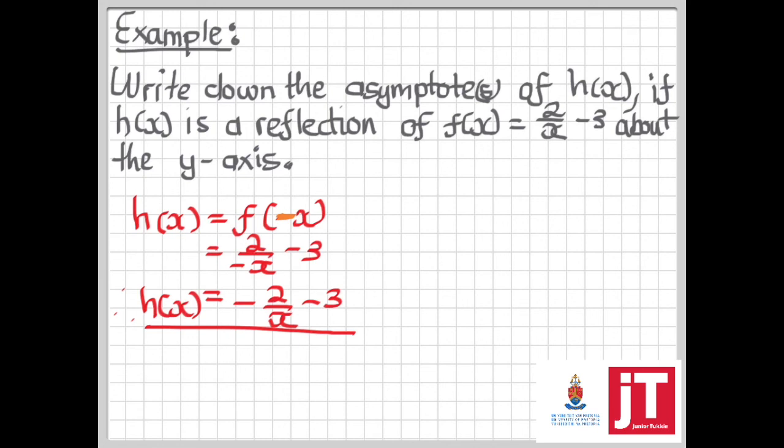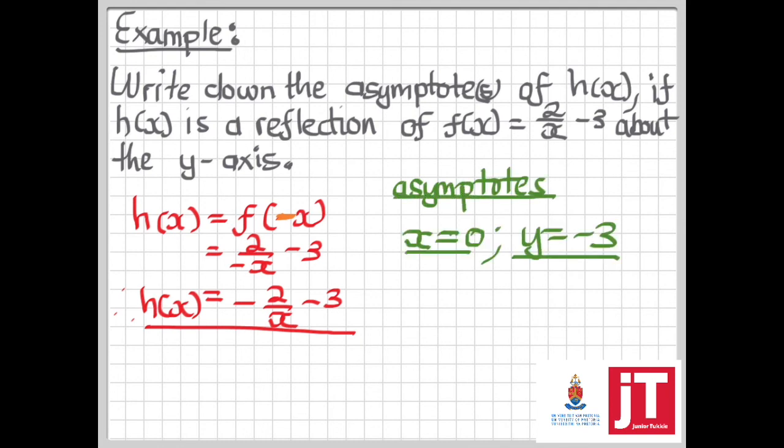So our vertical asymptote would be x is equal to 0 and y is equal to negative 3 for the horizontal asymptote.